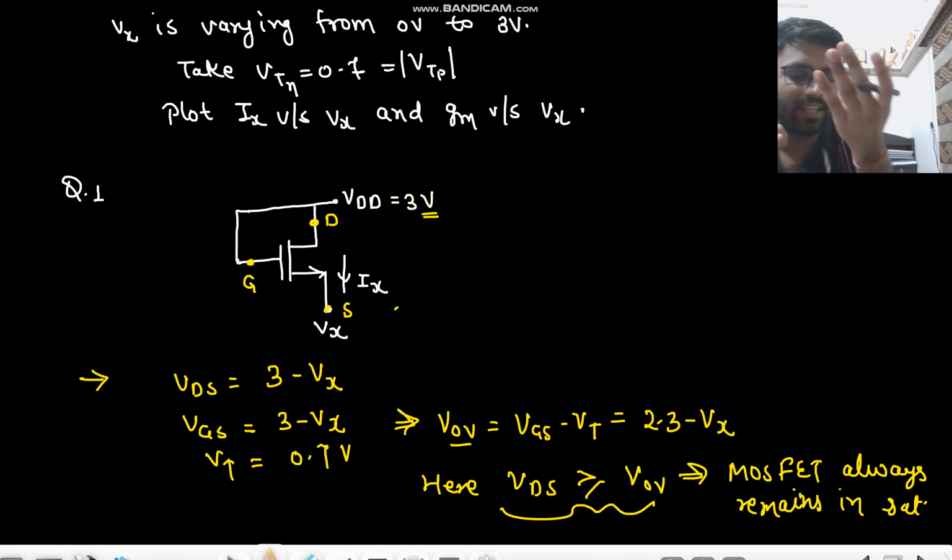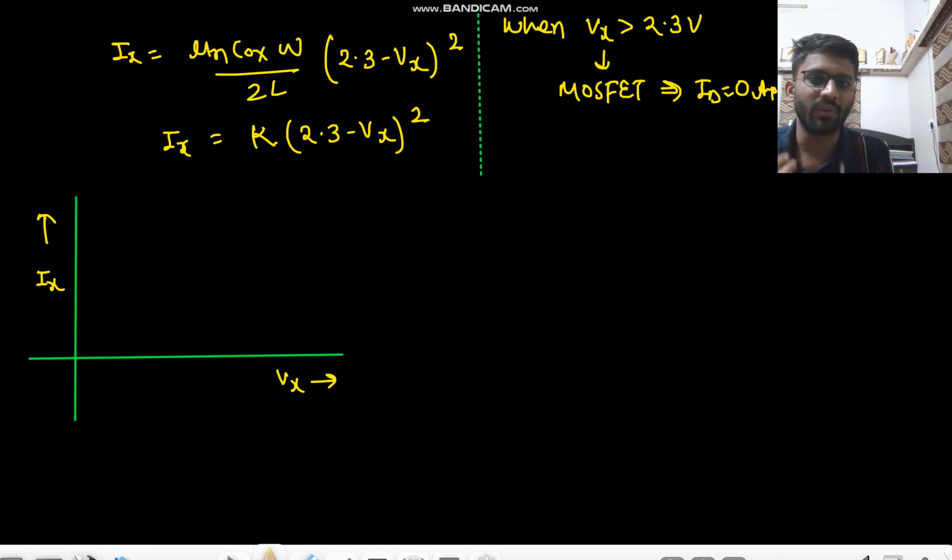If you are increasing Vx, that means source potential is getting increased. That means VGS is getting decreased. Gate to source potential is getting decreased. If gate to source potential is getting decreased, that means in the current equation mu n Cox W by 2L times VGS minus VT, that is getting decreased. So the current is getting decreased. So it will start from high and then decay down. And at what point will it become 0? That point will be 2.3 volt. And after that it will always be 0.